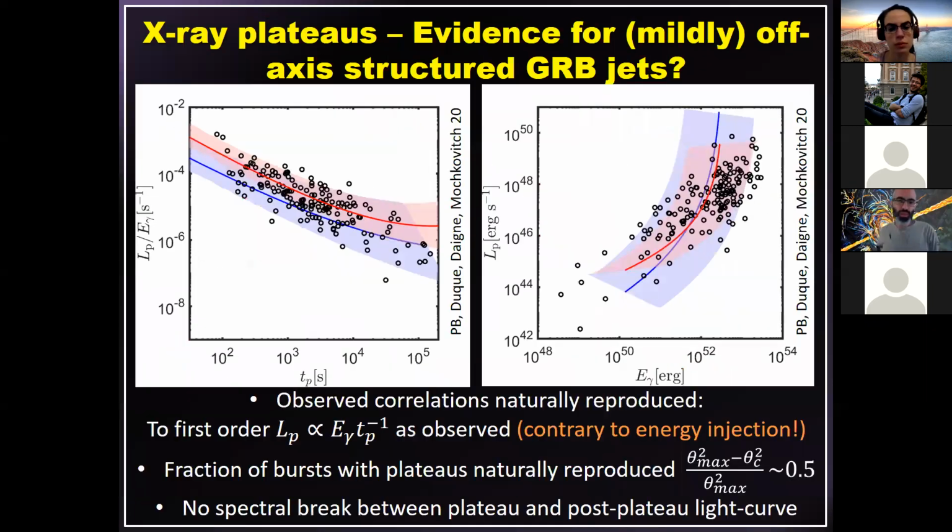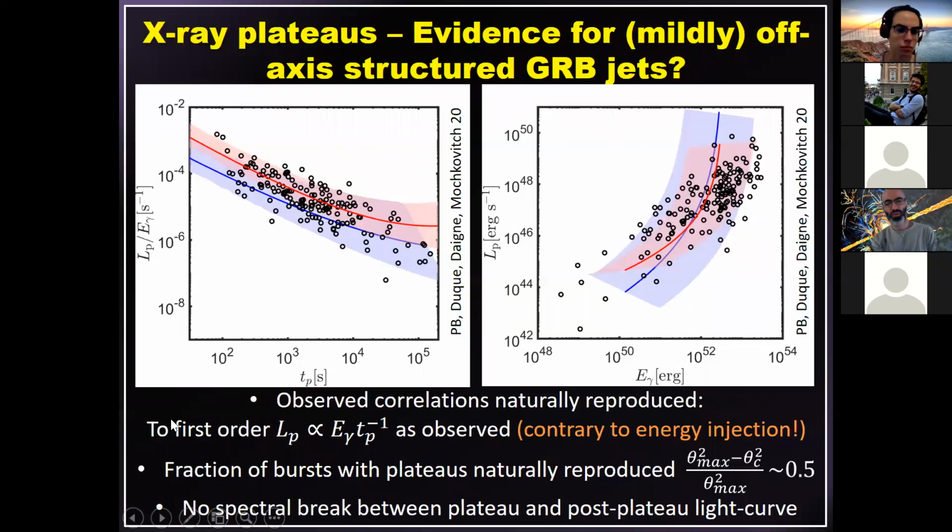So another kind of nice feature of this model is that there are correlations which are known to exist between properties of the plateau and properties of the afterglow. For example, between the luminosity of the plateau and the energy of the afterglow, or between the ratio of those two things and the timescale of the plateau. And you see here in circles the data, and in color you see the results from our calculation. And you see that they match very nicely.